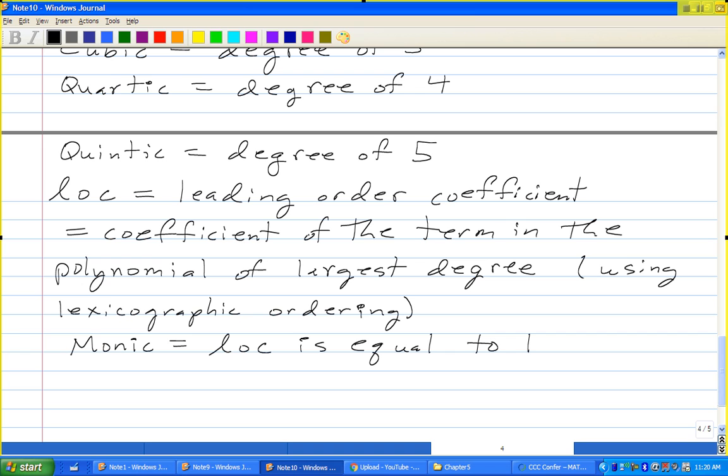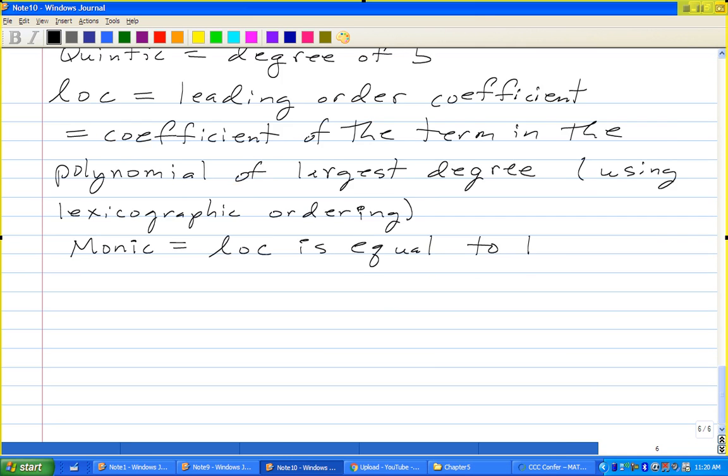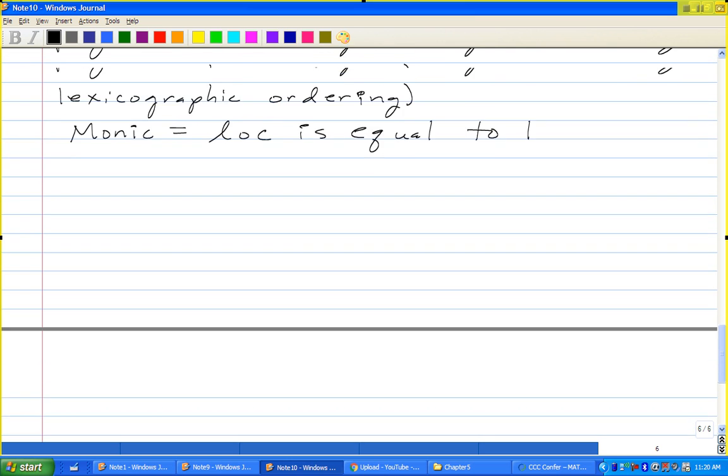The leading order coefficient is the coefficient corresponding to the term with largest degree. And if there's more than one term of largest degree, then it's the one that comes first in alphabetical order. A monic polynomial is one whose leading order coefficient is equal to 1. Let me do some examples.